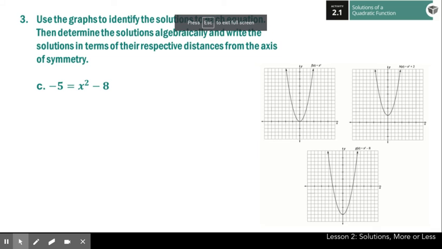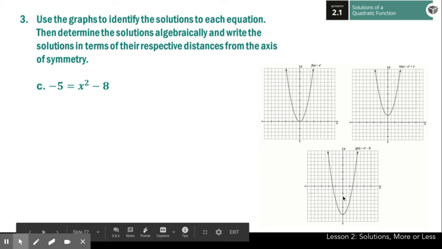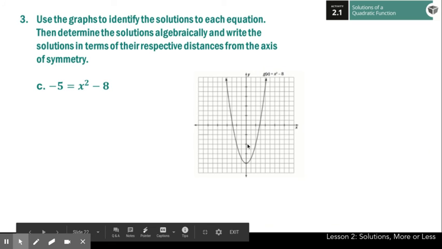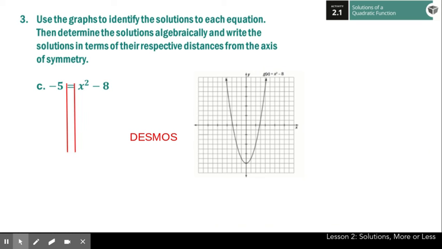And then the third one, C, x squared minus 8 is the quadratic that I'm interested in, so that's going to be g of x. So solving this algebraically, I'm going to need to add 8 to both sides first. And I get 3 equals x squared, take the square root, and my answer is plus or minus the square root of 3.